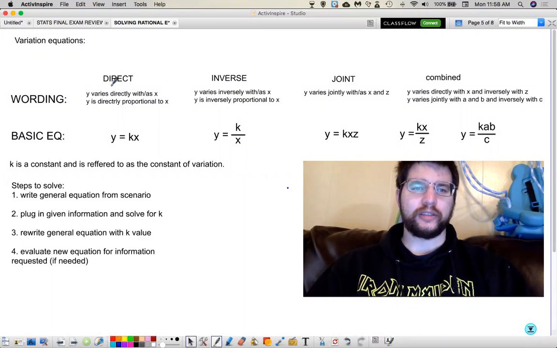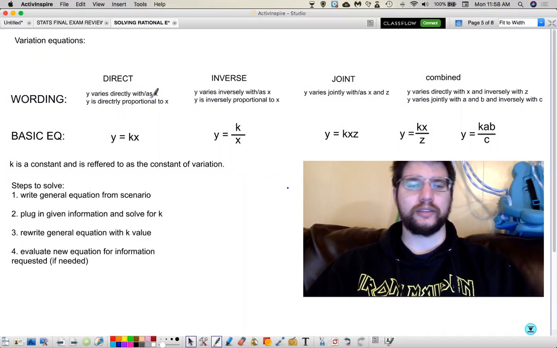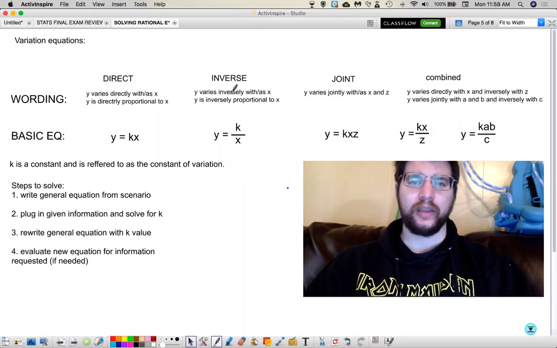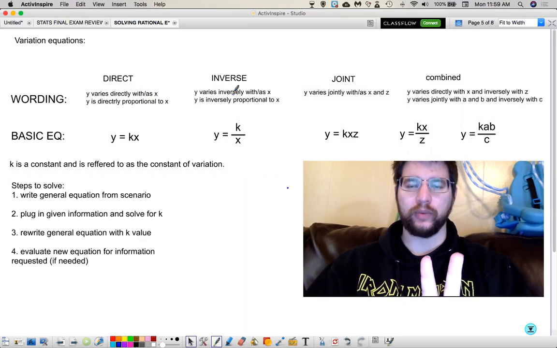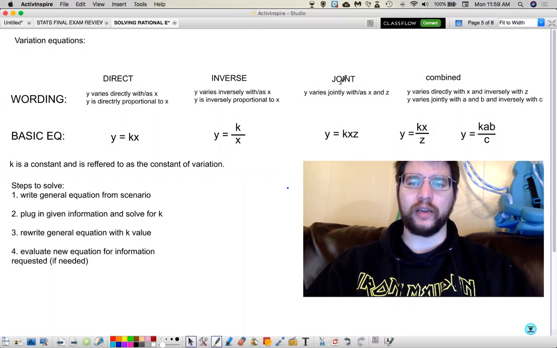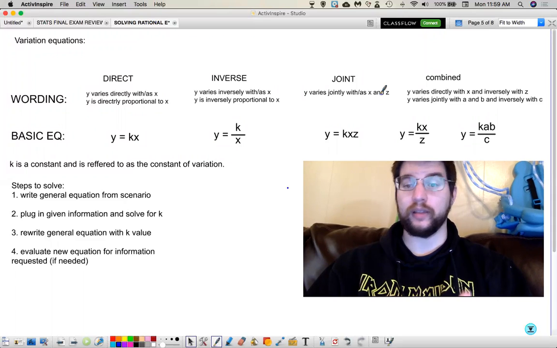So direct variation can be worded as y varies directly with x, or as x, y is directly proportional to x. Inverse, y varies inversely with x, or y is inversely proportional to x. Those are 2 main ones. Now joint variation, y varies jointly with or as x and z. That's just direct proportional to more than one thing. Could be 3 things, could be 27 things, doesn't matter.